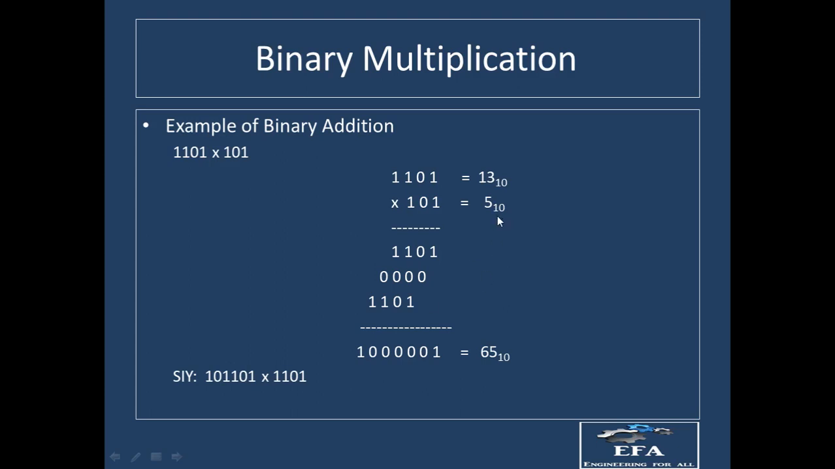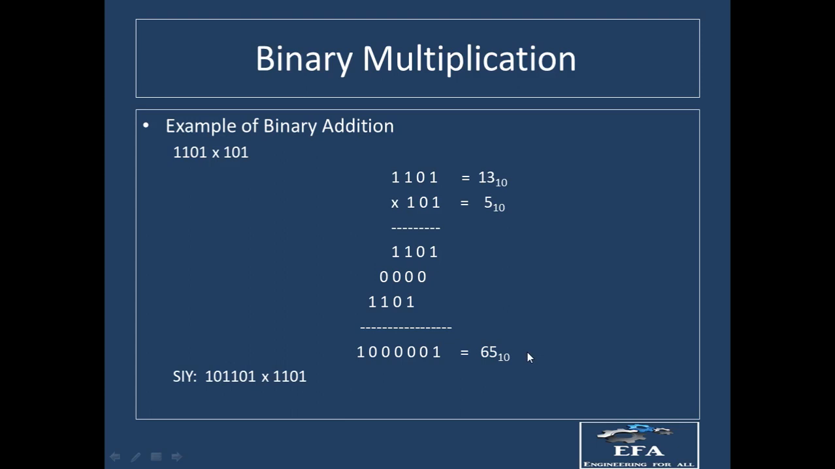Now if we convert these numbers into decimals, this will be equal to 13 and this one will be equal to 5. And when we multiply these two numbers in decimals, 13 multiplied by 5 is equal to 65. And if we convert this result into its decimal value, this will again be equal to 65, and hence our output is verified.